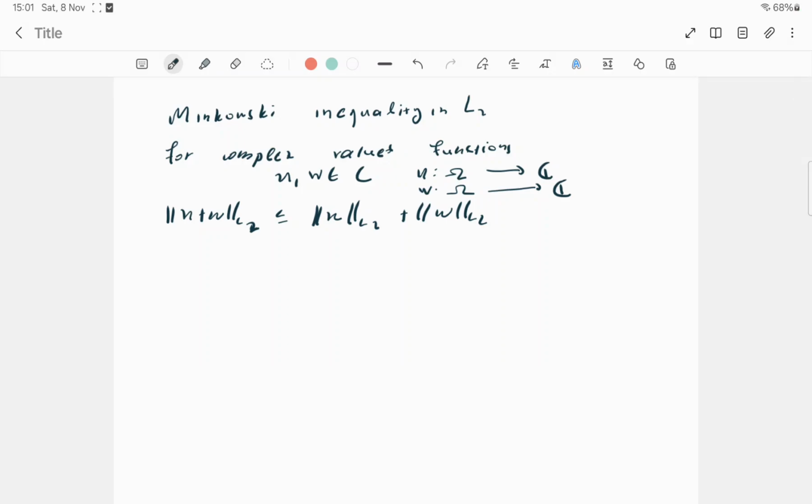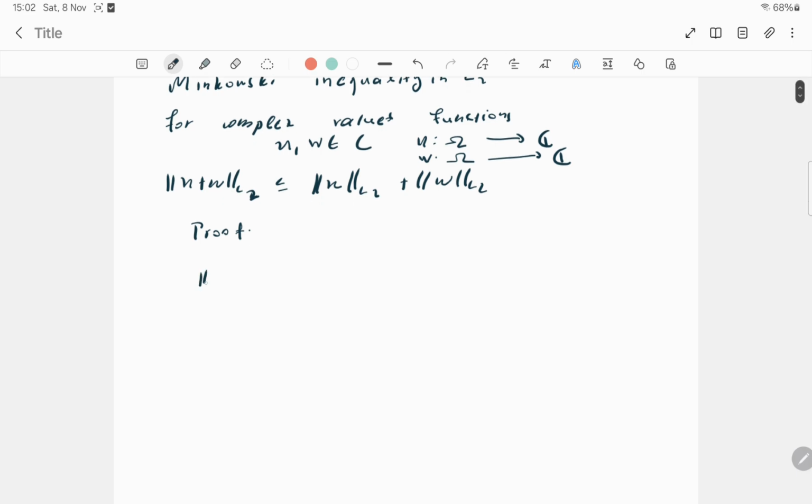In this video we will focus on Minkowski inequality in L2 for complex valued functions. We have two functions u and w which are complex valued. So the mapping is from domain omega to the complex set, and same for w. So we're going to prove this inequality.